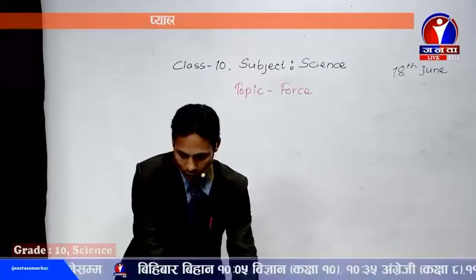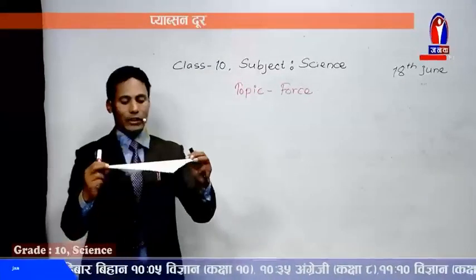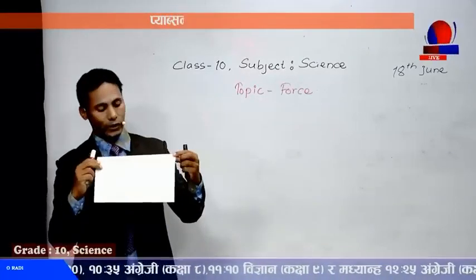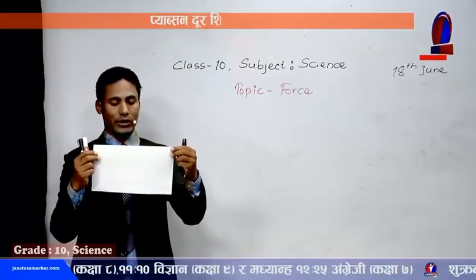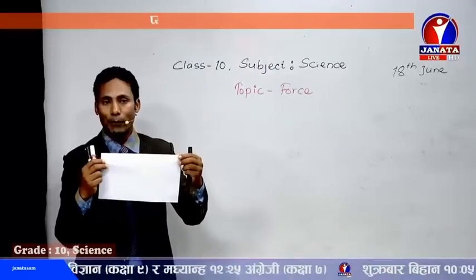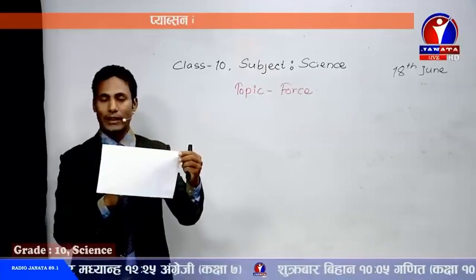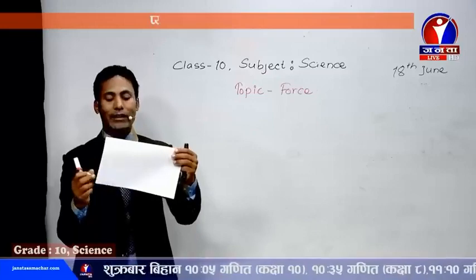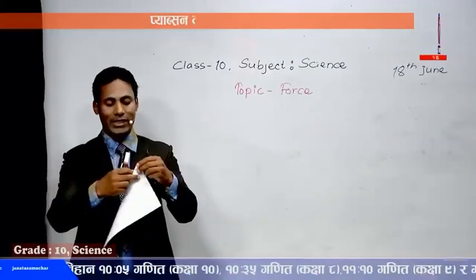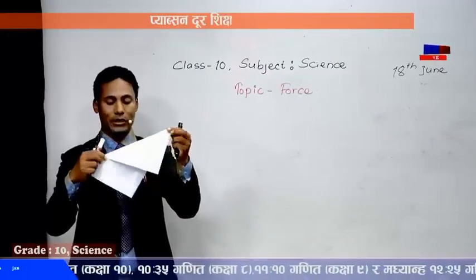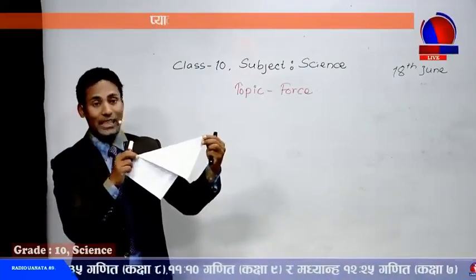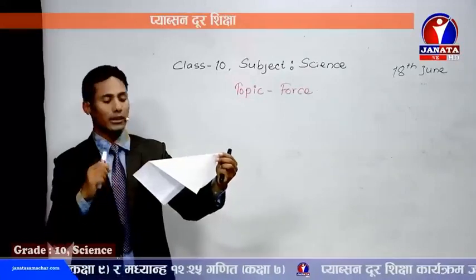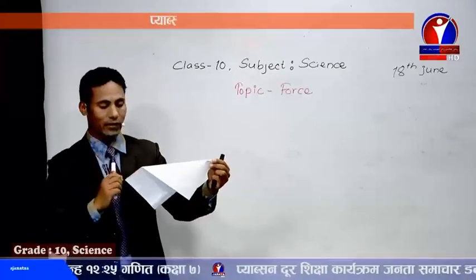So let's revise. I have one sheet of paper, the white paper, and you can see the dimension of this paper. It is rectangular in shape, right? So whenever I apply some external agent here, then it changes the shape from rectangular to another shape. For example, here you can see, this shape gets changed when I apply the external agent on it.